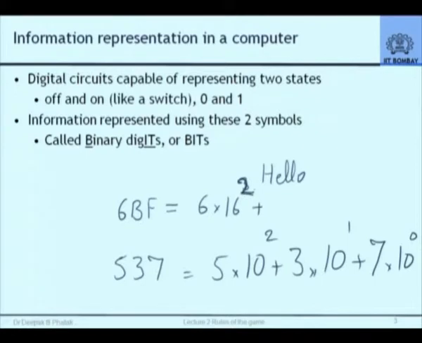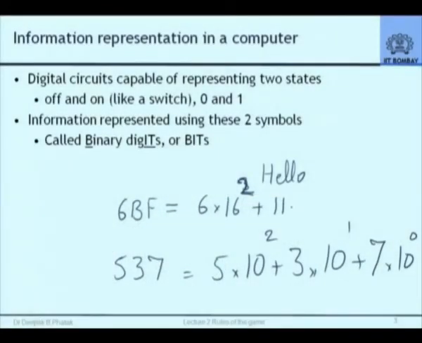16 raised to 2 plus, now B multiplied by something, but B is not something that can be multiplied. So what is the equivalent decimal value of B? Let's put it this way: 0, 1, 2, 3, 4, 5, 6, 7, 8, 9. So A is 10, B is 11. So therefore this will be 11 multiplied by 16 raised to 1 plus F. F is 15, the last symbol in a hexadecimal notation. So 15 multiplied by 16 raised to 0.